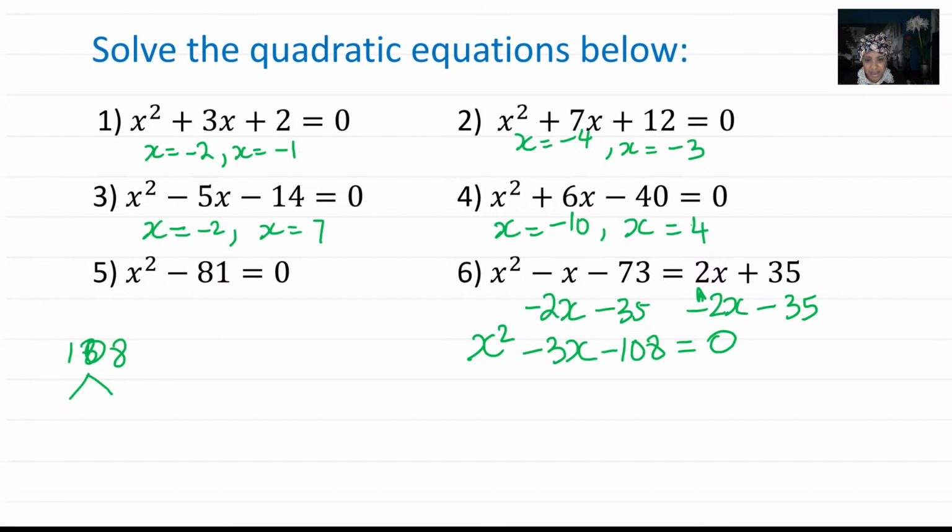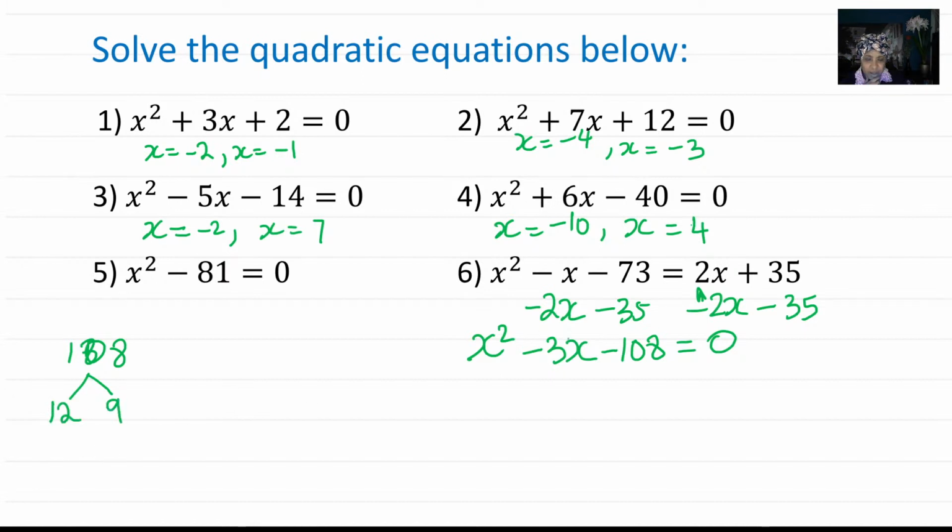I need you to think. 108. What numbers make 108 when you multiply, but when you add or subtract, will give you a 3? Yes, Mohammed, 12 and 9. Thank you. 12 and 9.